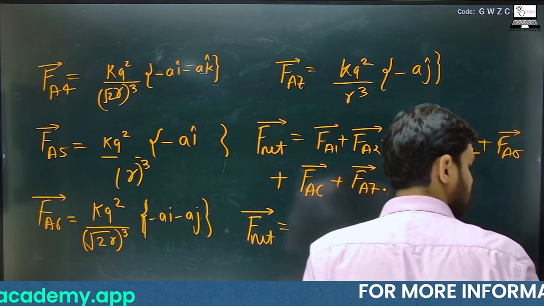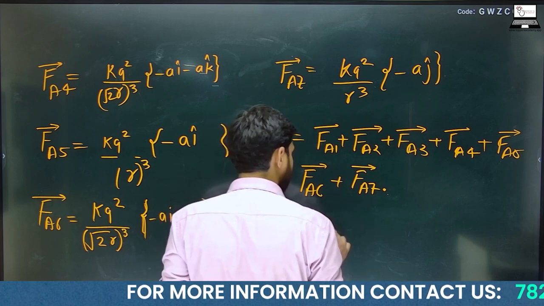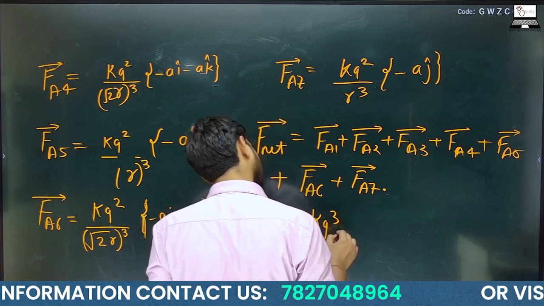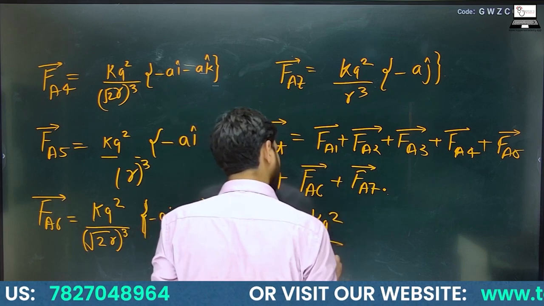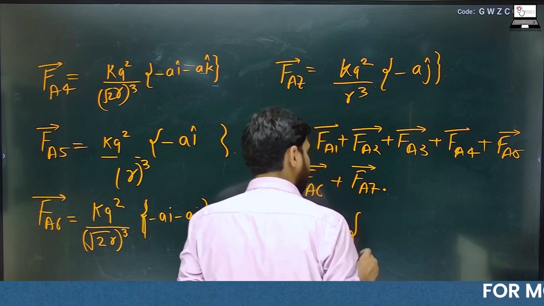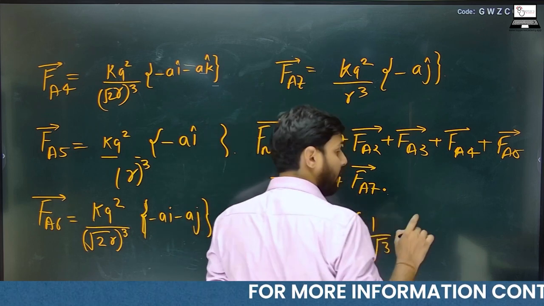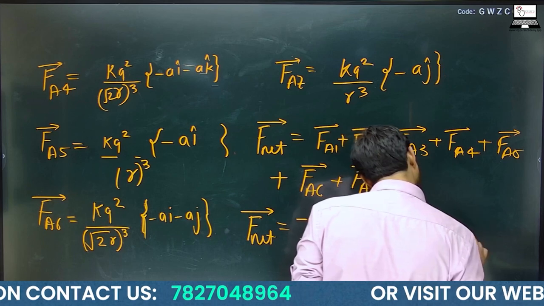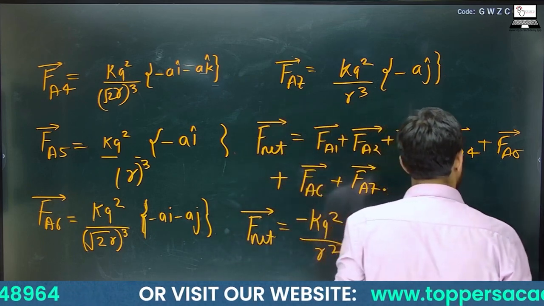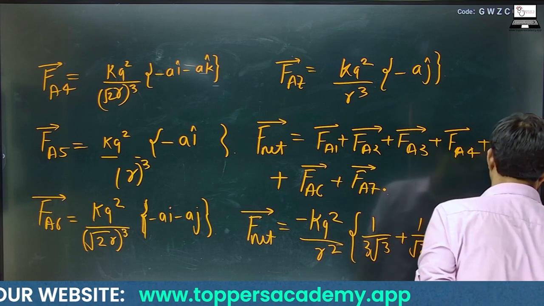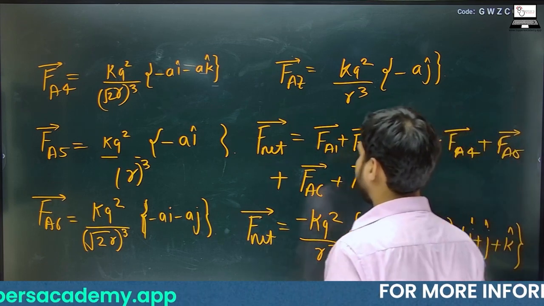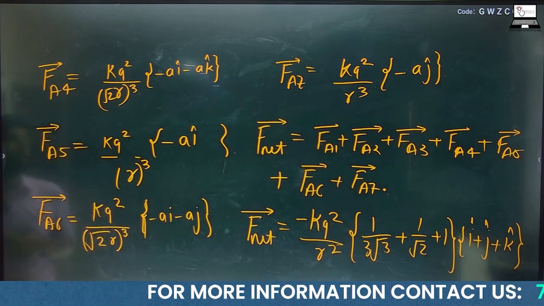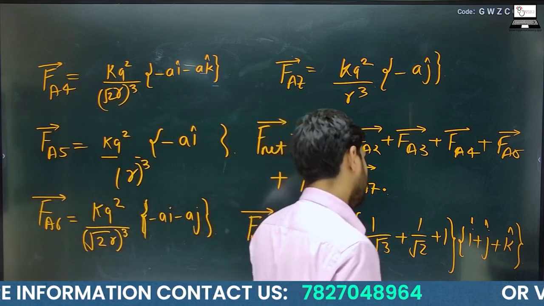how much? We will be having our answer as R square in bracket 1 by 3 root 3 plus 1 by root 2 plus 1 times how much? I plus j plus k. You can copy it and we will be discussing another example also. So let's talk about another example also here. Clear?